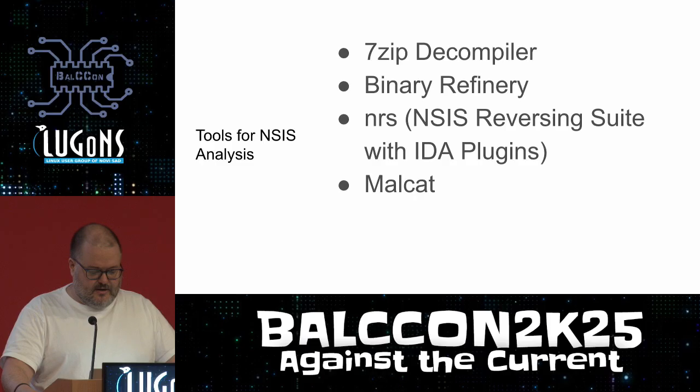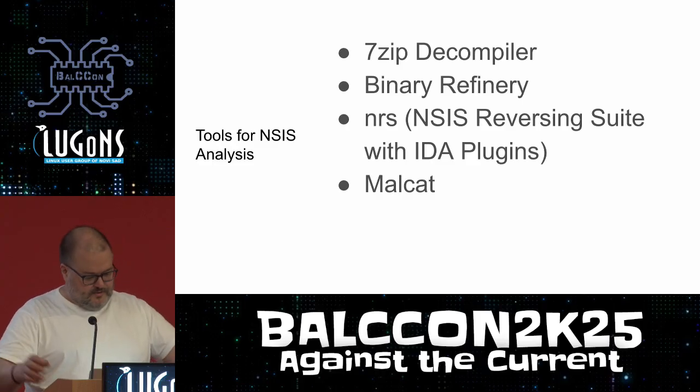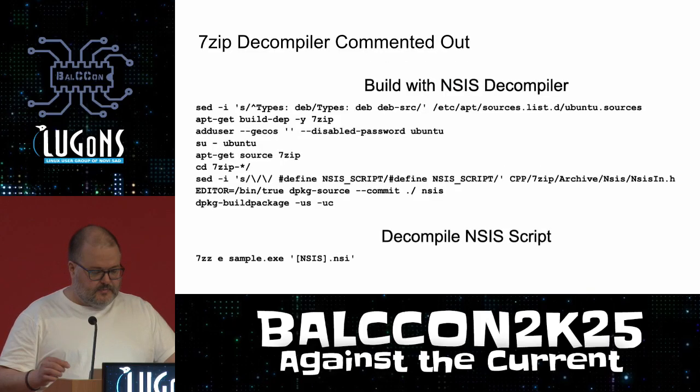Then there is NRS, which is the NSIS reversing suite, which is mainly focused on IDA and using it with IDA Pro. And then there's Malcat, and Malcat's really awesome. I've used all of these, and this is actually, if you want to, you can take a photo of this. This is the secret code for getting 7-zip's decompiler to work properly.